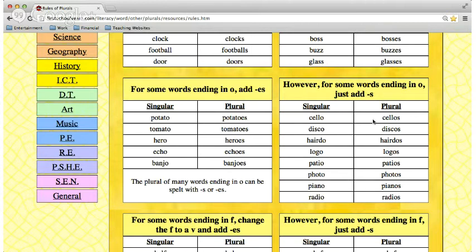Good, good. Now this first word here would be cellos. This is an instrument, cello. Okay, very good.